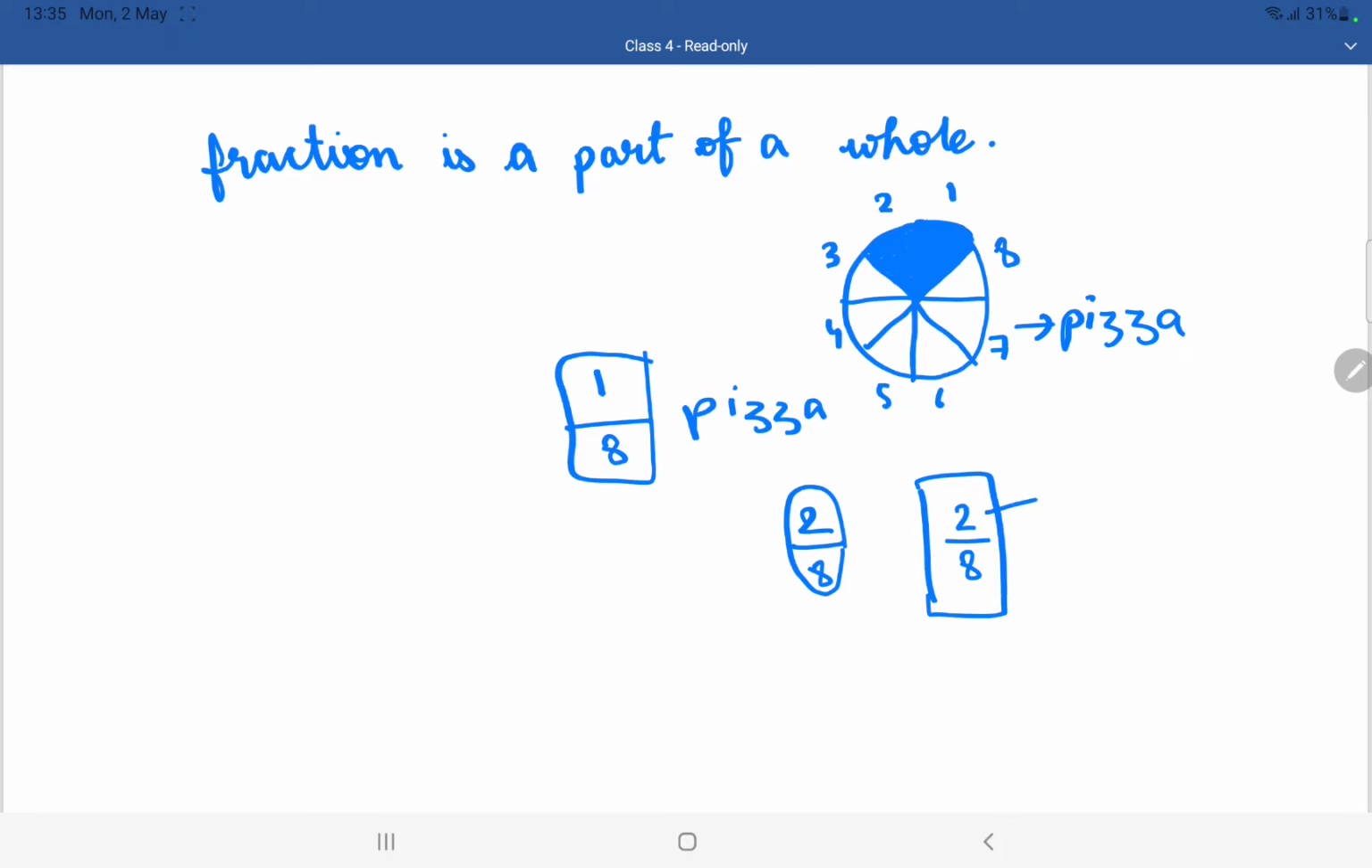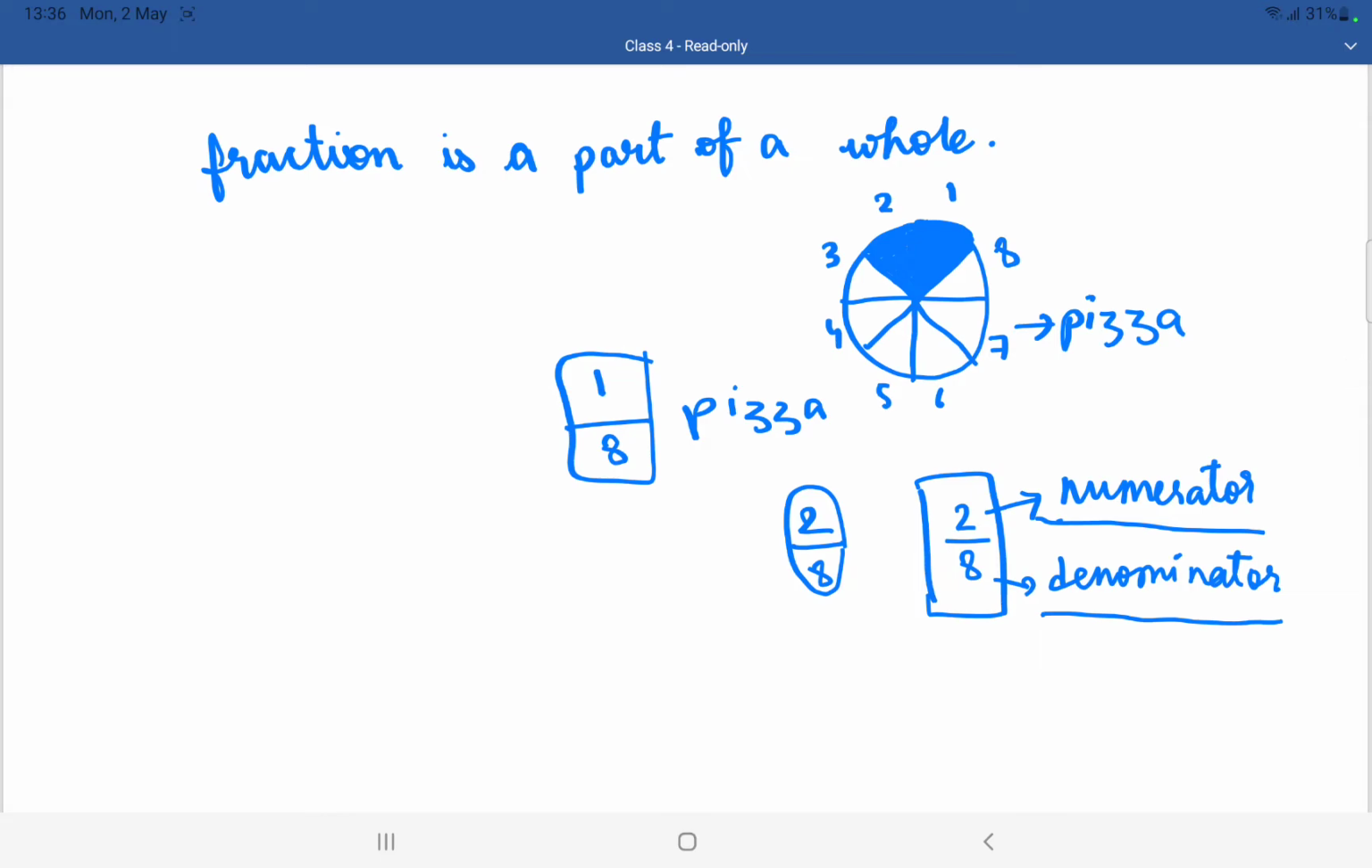Okay, now here if you see, the upper part is known as the numerator and the lower part is known as the denominator. Always you have to remember that the upper part is the numerator, the lower part is the denominator. Okay, so this is the basic information regarding fractions.